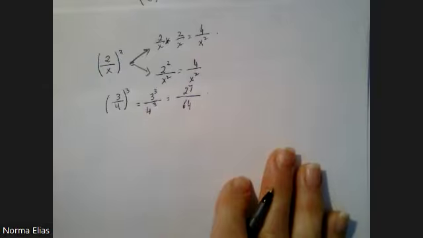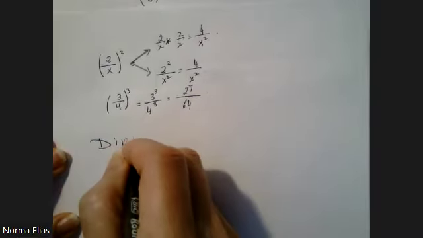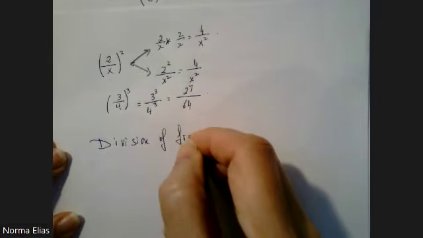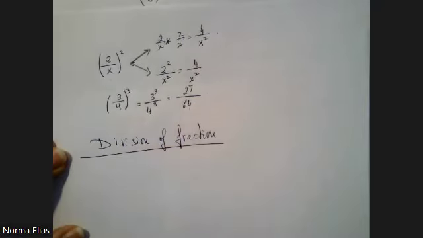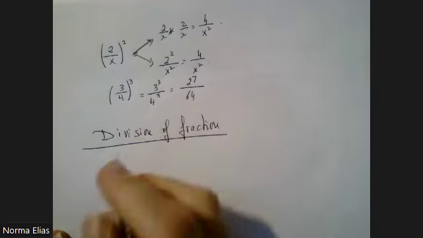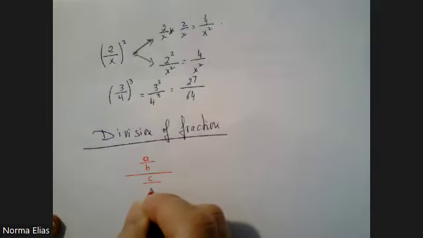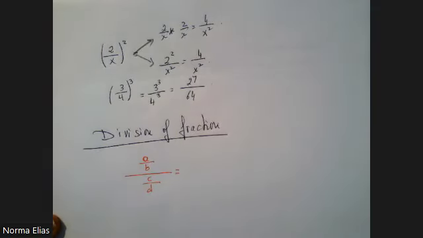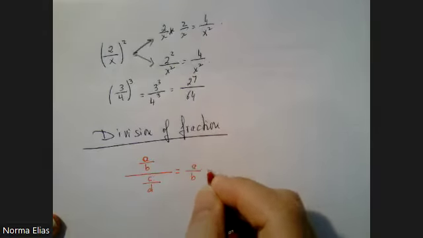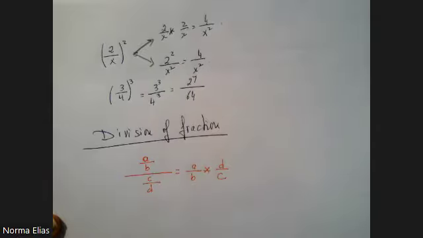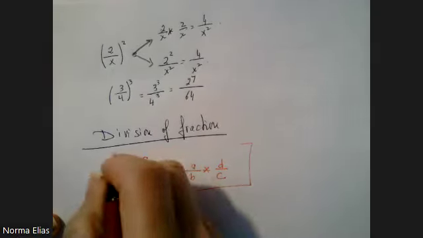All right, the last thing I would like to remind you of is the division of fractions. Let's see how the rule works. You have a over b, one fraction, divided by another one, c over d. So this is equal to what? A over b, you multiply it by the reciprocal. Remember, that's a division. We're not multiplying here. So that's basically the rule.